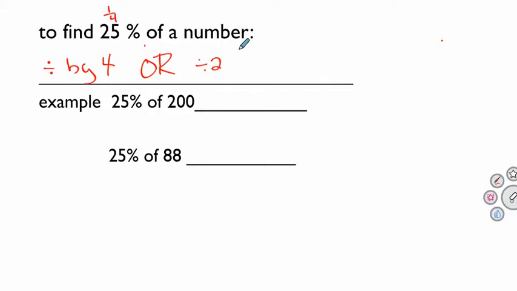That's one way. Or, if I'm dividing by 4, I can divide by 2 and divide by 2 again. If I divide by 2 twice, that's still dividing by 4.